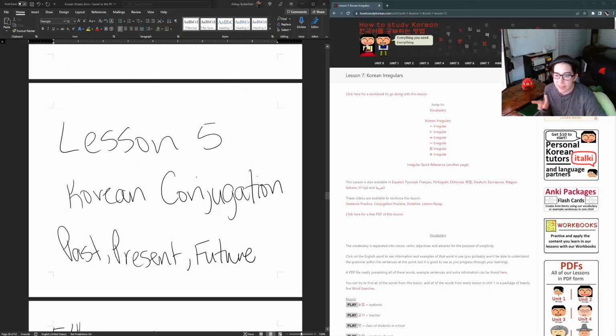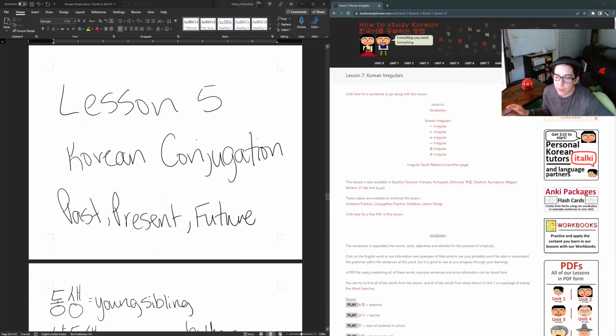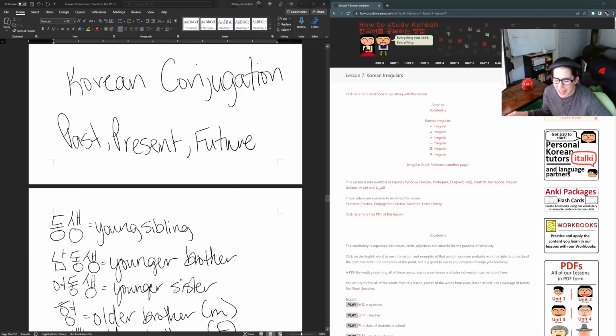All right. Lesson 5, Korean conjugation: past, present, and future. This is the written or plain text form of conjugation that we're learning in lesson 5. In lesson 6, that's when we learned speaking pronunciation, like where you're speaking it. So there's a difference. Lesson 5, Korean conjugation, past, present, future, yay!